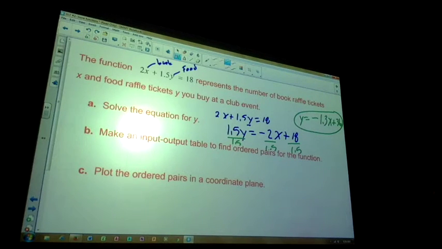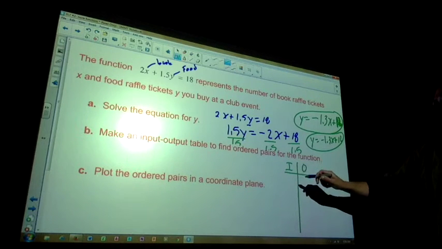Make an input-output table to find the ordered pairs for the function. 18 divided by 1.5 is what? It's 12. Okay. So y equals -1.3x plus 12. Make an input-output table for the function.